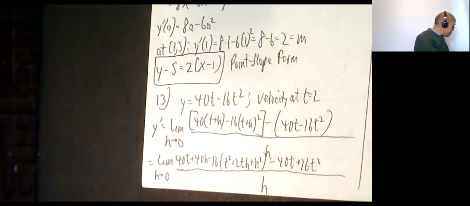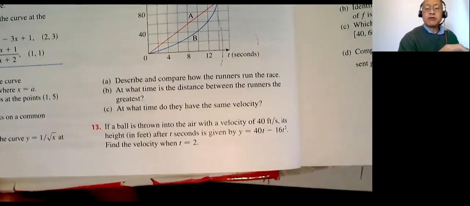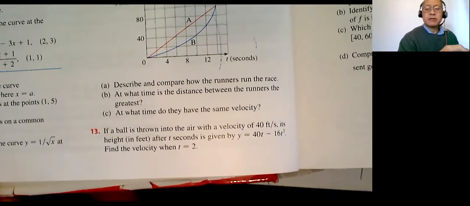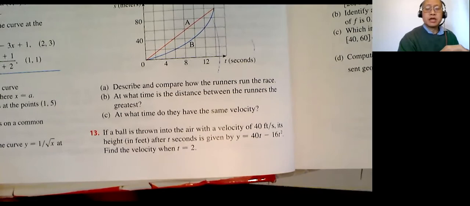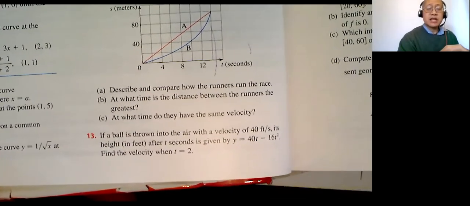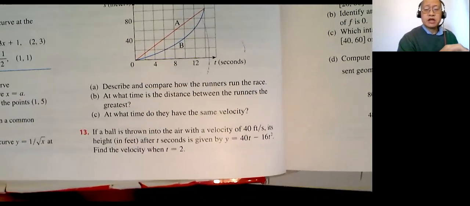Okay, 13 asks for velocity. Now, velocity means derivative. We talked about that a little bit in section 1. 13, if a ball is thrown into the air 40 feet per second, its height is given by y equals 40t minus 16t squared. Find the velocity when t equals 2. Okay, so velocity is rate of change of distance divided by time. In this case, it's feet per second.